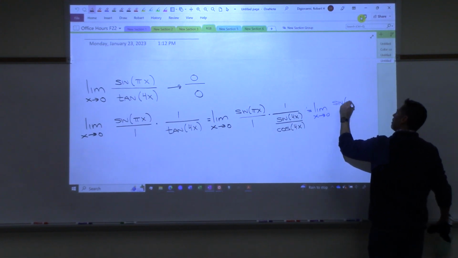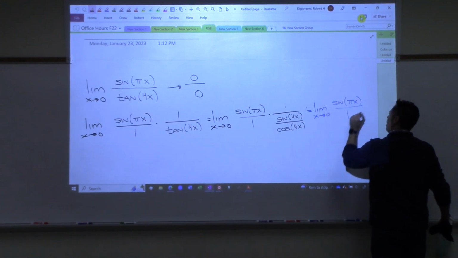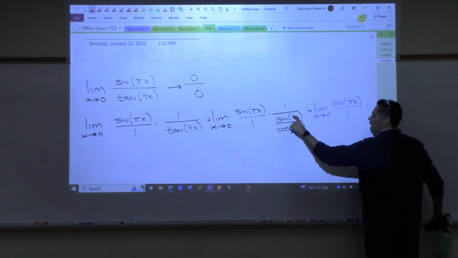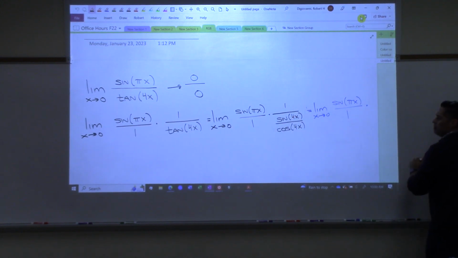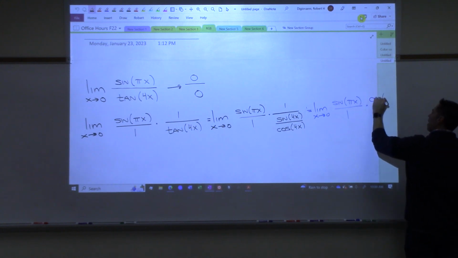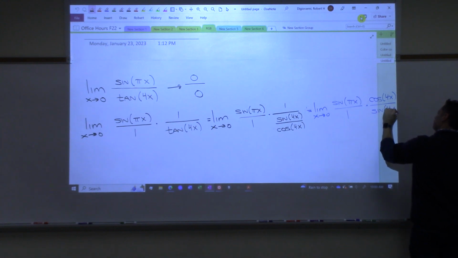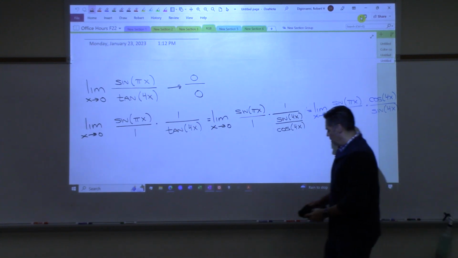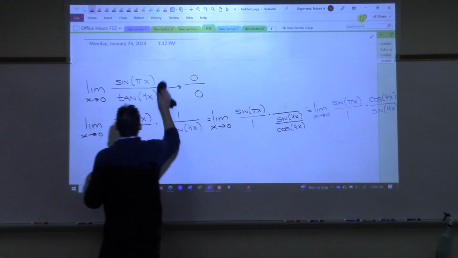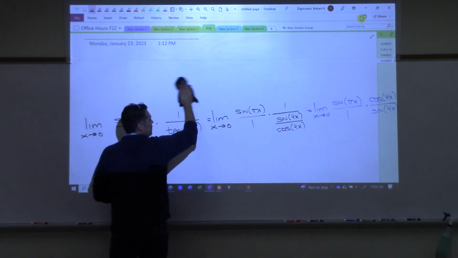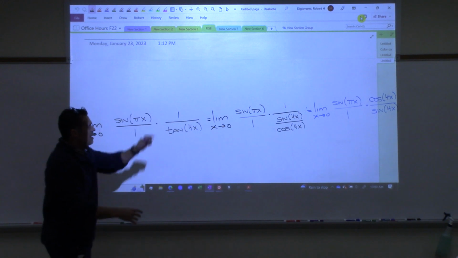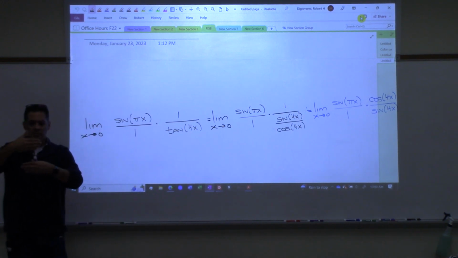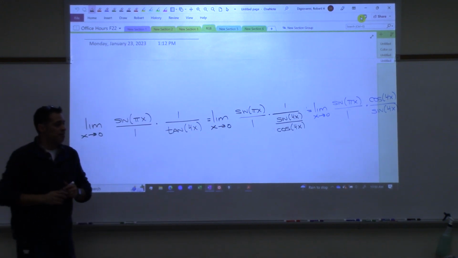Sine pi x over 1 times, instead of writing as 1 over this fraction, how could I write it? Cosine over sine. So cosine 4x over sine 4x. All right. We continue. See that cosine 4x, sine 4x? I'm going to rip that apart.